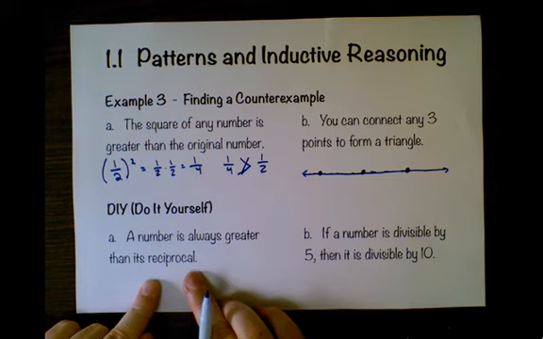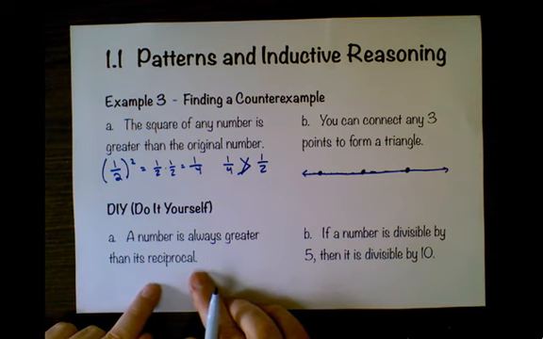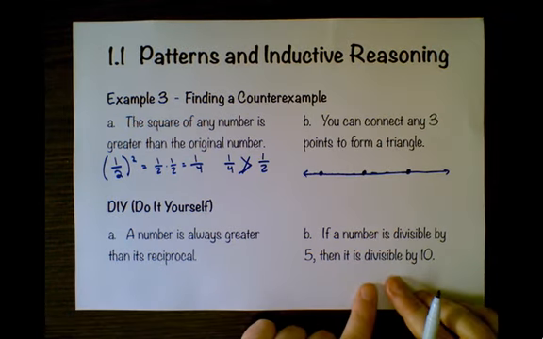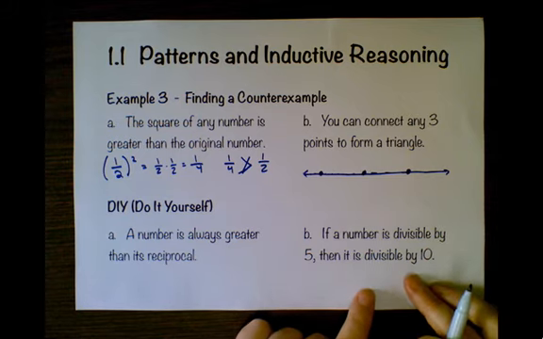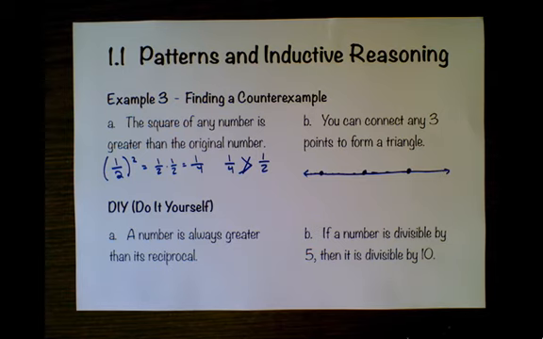So if you could, for yourself, find a counterexample for a number is always greater than its reciprocal, and little research project, if you don't know what a reciprocal is, you can Google it real quick. And if a number is divisible by 5, then it is divisible by 10. So do better than a little kid. Don't just say nuh-uh. Say nuh-uh because, and give us an actual reason. By the way, yeah-huh and nuh-uh is little kid language. Grown-ups don't usually use those words.